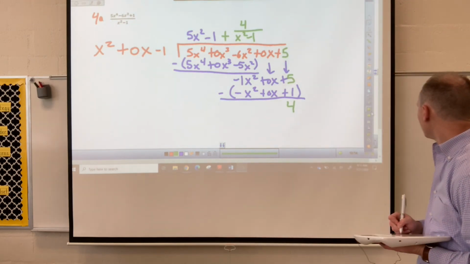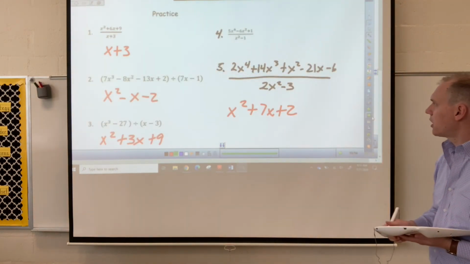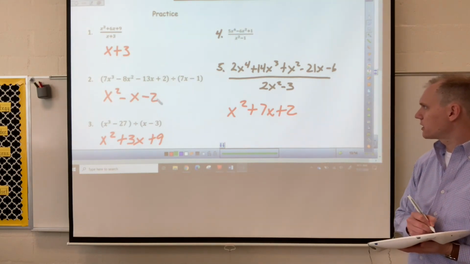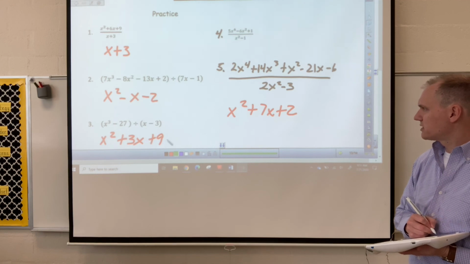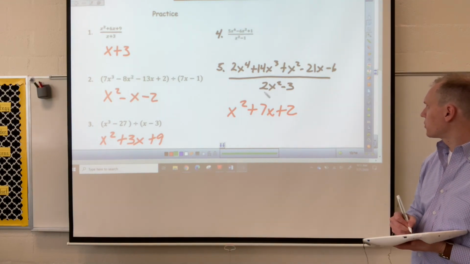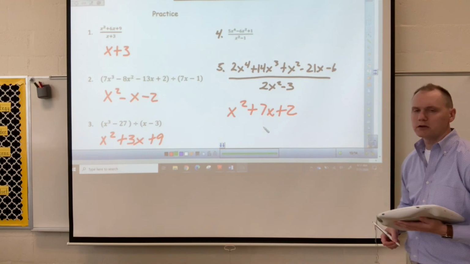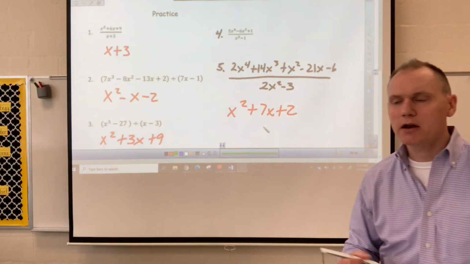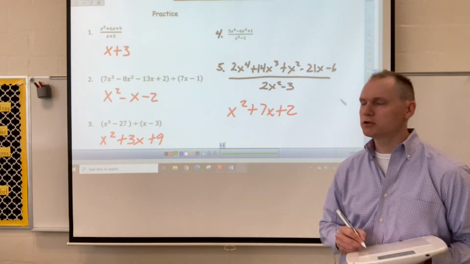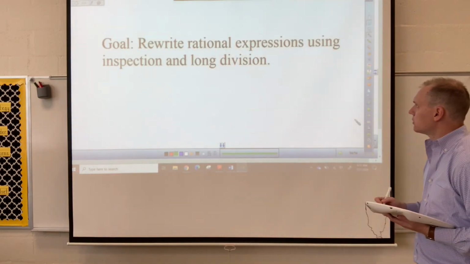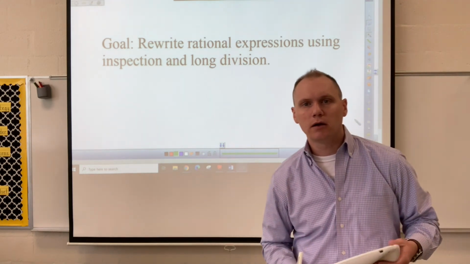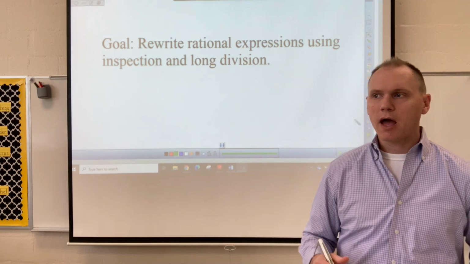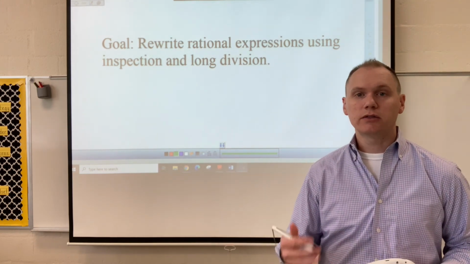Okay? So here are the answers to the rest of the problems. So x plus 3 for number 1, x squared minus x minus 2 for the second one, x squared plus 3x plus 9 for the third. We just went over the fourth one. And then the fifth one, x squared plus 7x plus 2. All right? So hopefully that gives you a good idea of how to use both inspection and long division to rewrite rational expressions involving polynomials.